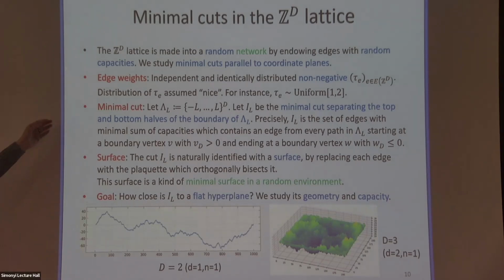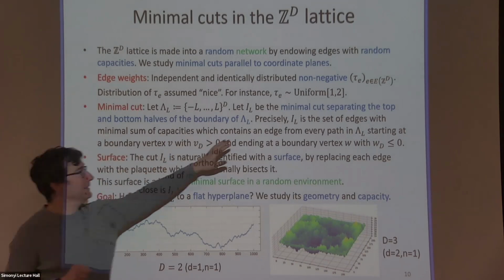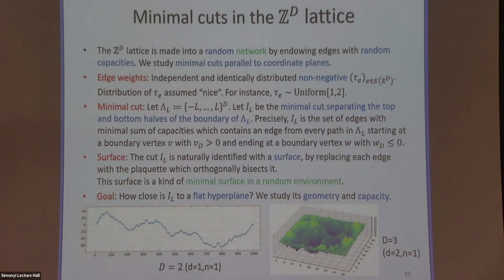Let's see it. So we're going to assign edge weights just as before. So each edge of the Z^d lattice gets a random capacity or length, if you will. Let's call it capacity now. Let's say they are uniform on [1, 2] again. And now how to create a surface? We're going to do the following. Take a big cube in the Z^d lattice. Here is the cube. There is the upper half of the boundary of the cube and the lower half of the boundary of the cube. We're going to ask for the sets of edges which cut, which separate the upper half from the lower half.